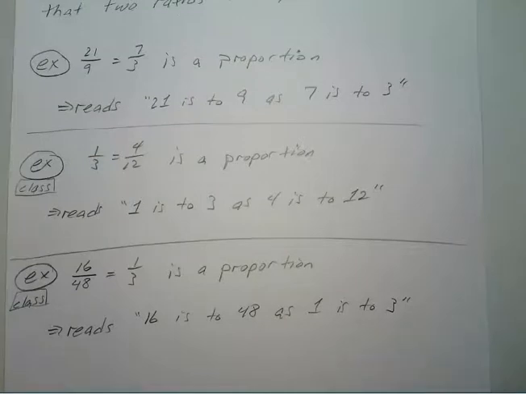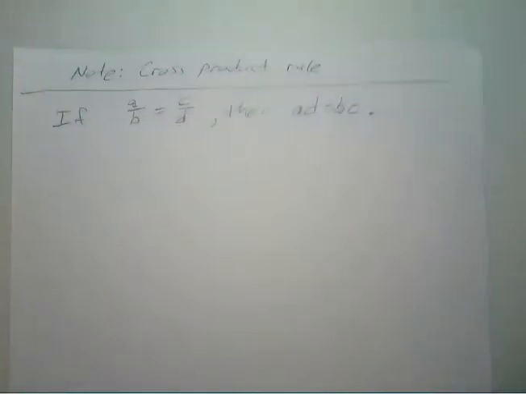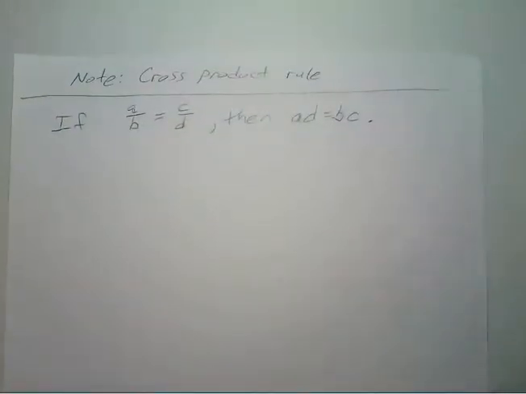All right. So now we're going to look at what happens when one of those 4 values is missing. What if we don't know one of those 4 values? We know we have a proportion. We have 2 ratios on opposite sides of the equal sign, and we want to solve for one of those missing values. If you are still writing, feel free to press pause, but we're going to move on and discuss the cross product rule.